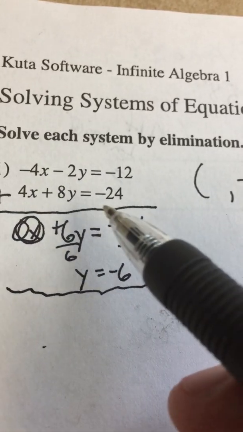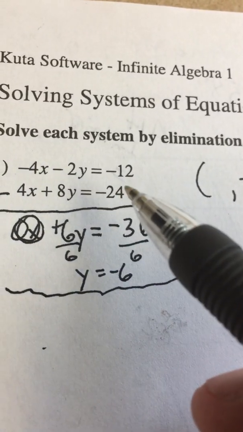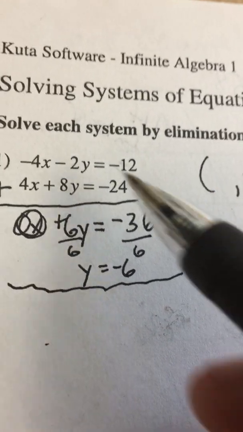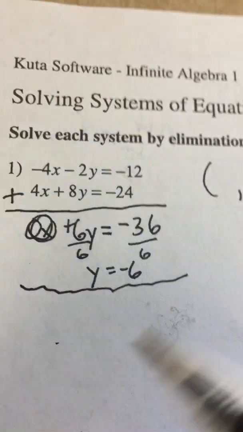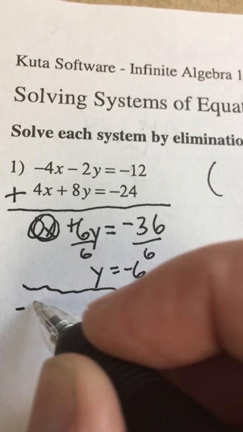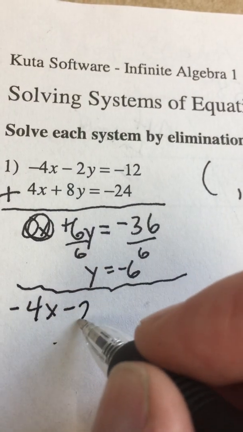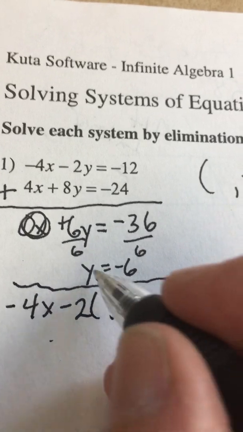I can use either equation that I want to. So if one equation looks like it's less messy than the other one, use that one. These are both fairly straightforward, so I don't know if one makes a difference over the other, so I'm just going to use the first one. So I'm going to copy down negative 4x minus 2y, but instead of putting the y there, I'm going to put parentheses because I know what the y is.